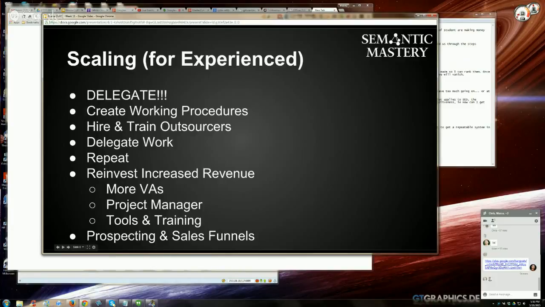Lastly, set up prospecting and sales funnels, guys. You should be using those, and whatever you don't outsource, automate, right? Whatever you don't automate, outsource.